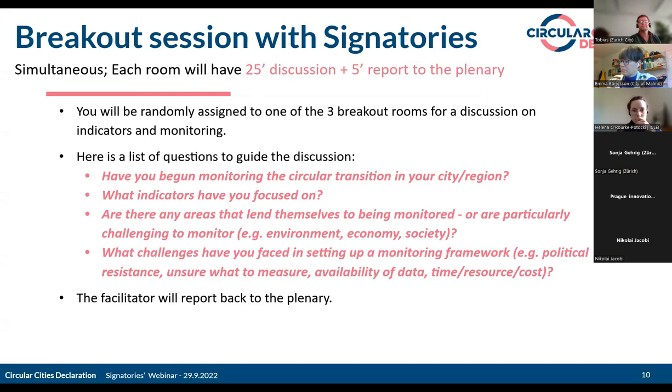So looking at whether you have begun to monitor the circular transition, what types of indicators you have focused on, if you think that there are any sectors that lend themselves to being monitored, or probably more importantly, particularly challenging to monitoring. And obviously, following the discussion this morning, this afternoon, I think the economic and societal indicators are particularly relevant to talk about, and what challenges you may have faced in setting up a monitoring framework. Once we've had that discussion, then we will have a short report back period at the end.